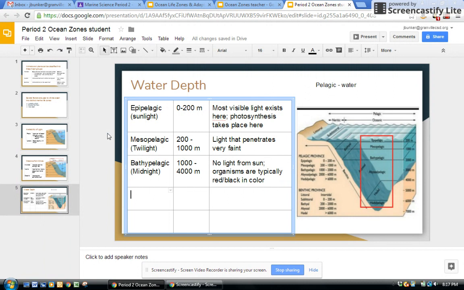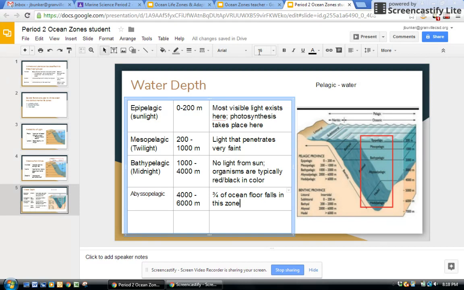The next one down is the abyss, or the abyssopelagic. And this is, let me shrink it so it fits. This is from 4,000 meters down to 6,000 meters. So this is where 3/4 of the ocean floor is in this zone. There are very few organisms here. There are organisms here, but very few. There is no light at all. It's very dark.